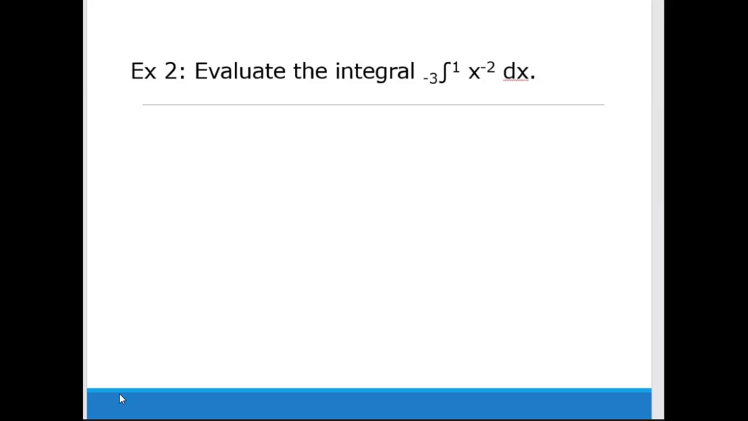Okay, so we have the integral from -3 to 1 of x to the -2. So again, after you apply your power rule, the dx goes away. And if you think about this function, it's really like the integral from -3 to 1 of 1 over x squared dx. And what do we know about the interval from -3 to 1 and x squared?